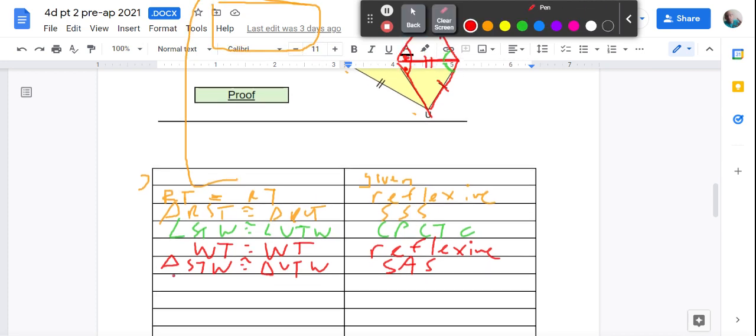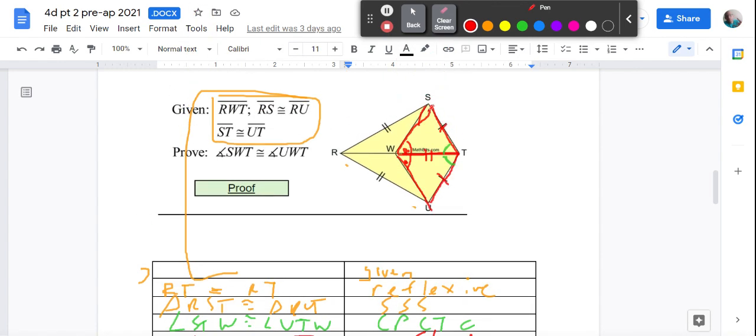So we didn't even use all of our boxes. So angle SWT is congruent to angle UWT. Corresponding parts of congruent triangles are congruent, but now they're corresponding parts of these two little triangles right here. Okay, so that's 4D part 2 in a nutshell. Let me know if you have any questions before we do our quiz, and y'all take care.